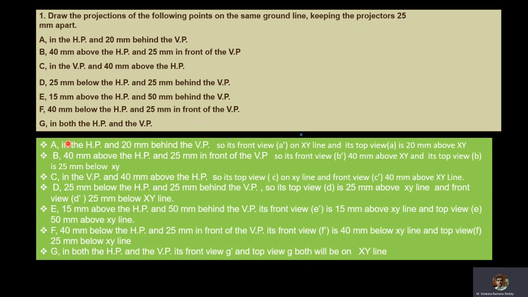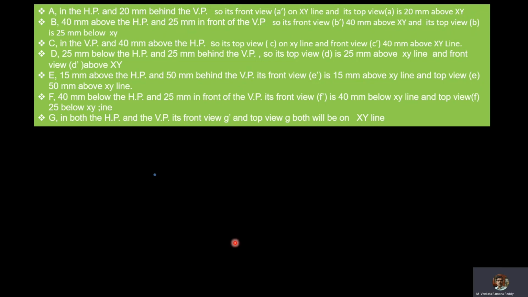Now we'll draw all the projections of points A to G on the same ground line. As a first step, draw the XY line, that is the reference line. Then draw projectors for points A, B, C, D, E, F, G, keeping the distance between two consecutive projectors at 25 mm. So first we'll draw the projection of point A in the HP and 20 mm behind the VP. So its front view A dash is on the XY line and top view A is 20 mm above the XY line.